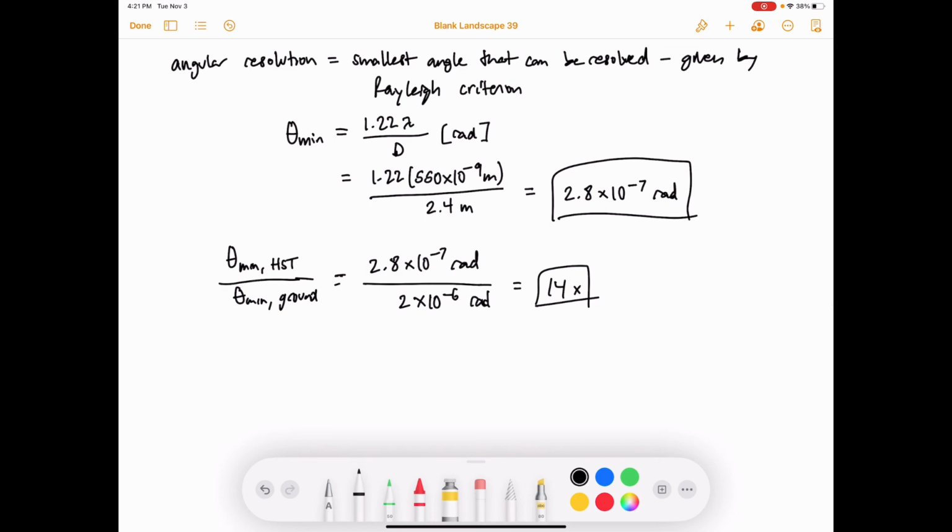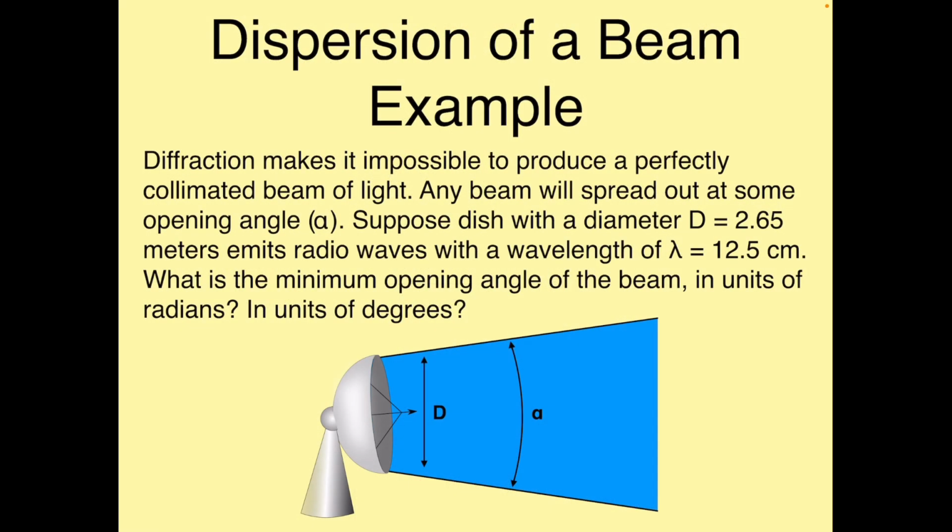Okay, that's the idea. So let's do another example. This one deals with the dispersion of a beam. The idea here is diffraction makes it impossible to produce a perfectly collimated beam of light. In other words, it's impossible to make a beam of light that's only going in one direction. Any beam of light is going to spread out to some extent. There's going to be some kind of opening angle alpha to the beam. Okay, so that's what's shown here.